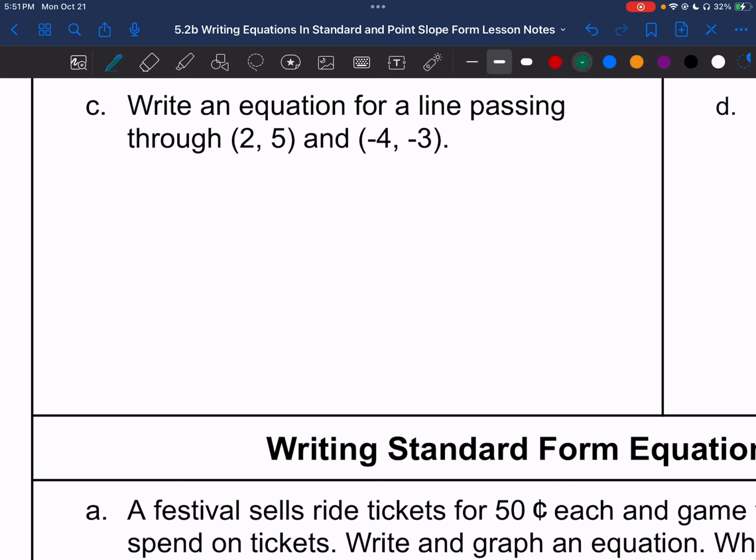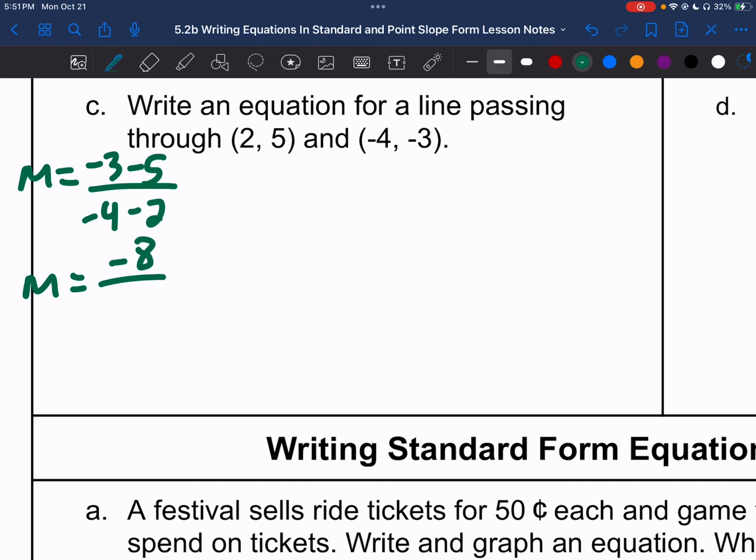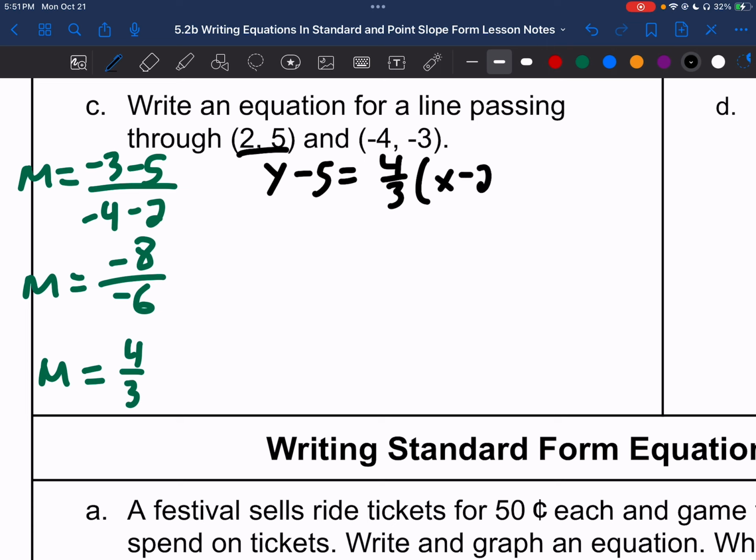Letter C, we're going to find the slope of the line. So the first step is to find slope. Negative 3 minus 5 over negative 4 minus 2. So the slope is negative 8 over negative 6, which simplifies to 4 over 3. Now I write that into my equation, and I am going to use my first point here. So we have y minus 5 is equal to 4/3 times x minus 2.